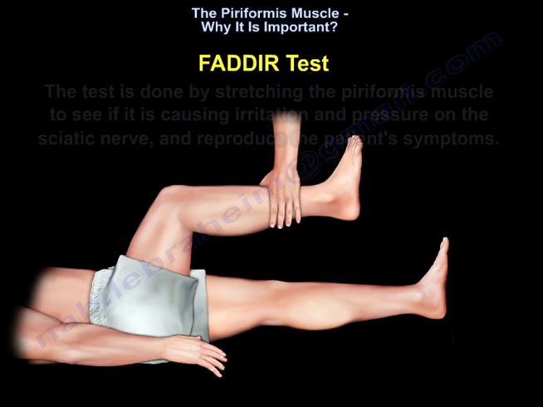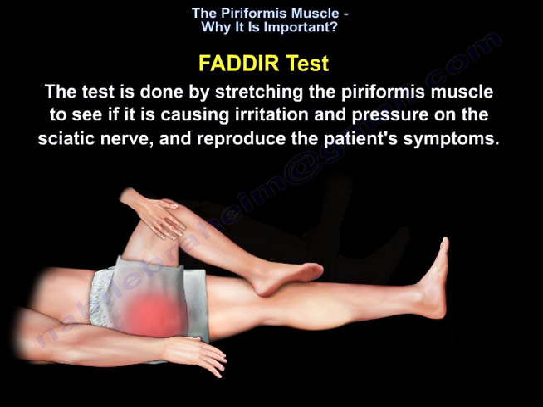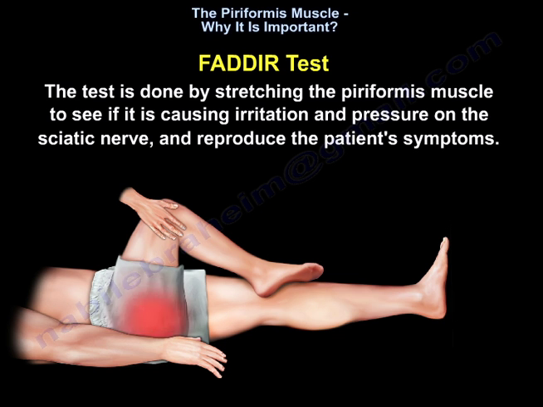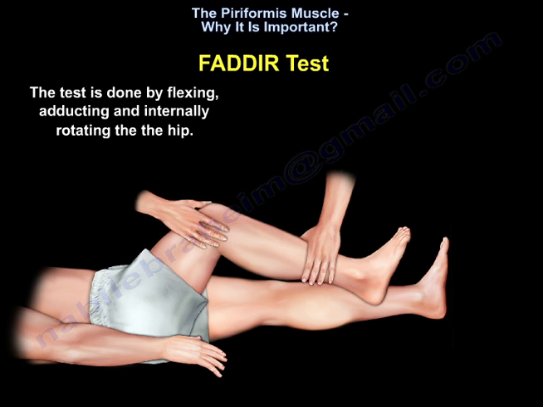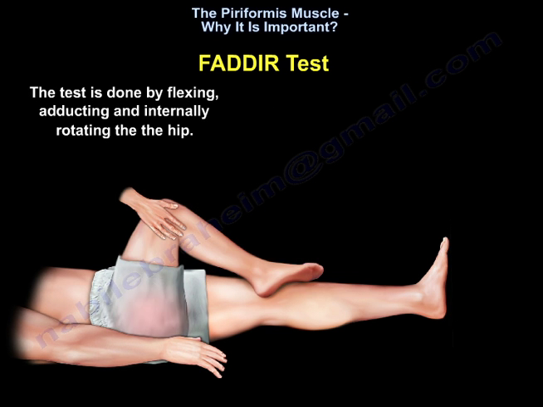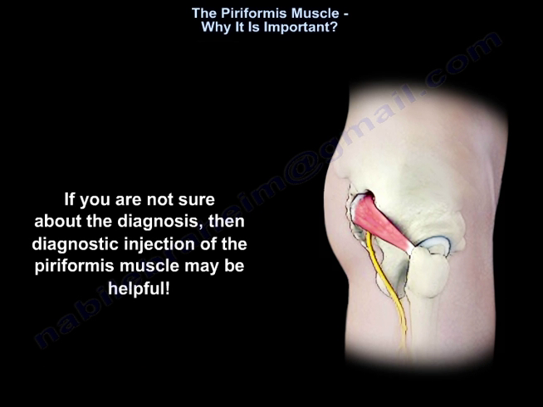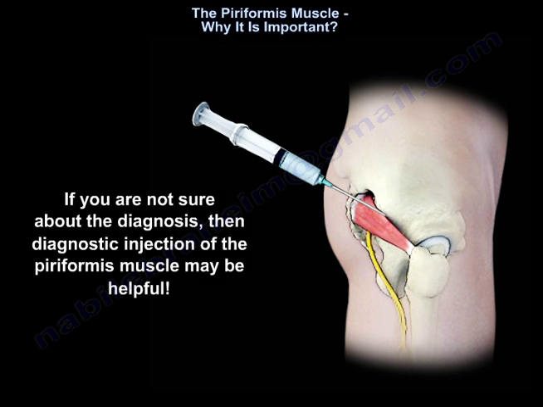How about the FAIR test? The test is done by stretching the piriformis muscle to see if it is causing irritation and pressure on the sciatic nerve and reproduce the patient's symptoms. The test is done by flexing, adducting, and internally rotating the hip. If you are not sure about the diagnosis, then diagnostic injection of the piriformis muscle may be helpful.